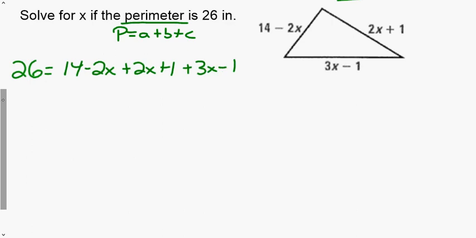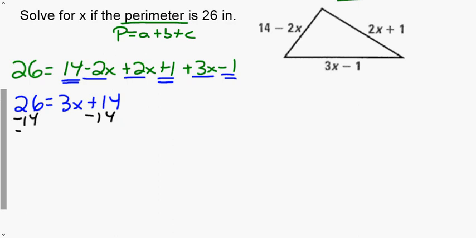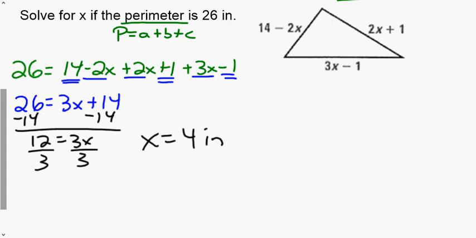In order to solve this, what's the first thing I need to do? I heard it. Collect like terms. So I'm going to go through and add my like terms. And now I have an equation that I can solve, so go ahead and solve this equation. And again, labels, if in this problem there was a label that's the perimeter is 26 inches, so I know that when I'm talking about values, they're going to be in inches.